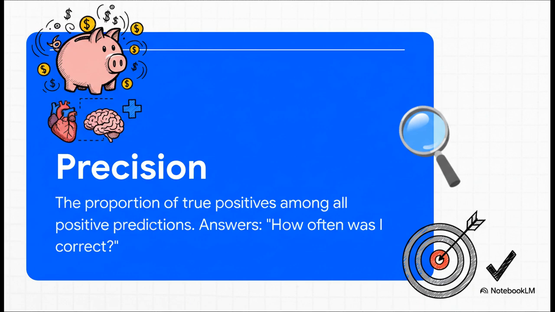Precision answers a very specific question. Of all the times the model cried wolf and said yes, how often was there actually a wolf? For our lazy disease model, the precision would be 0. It's super important in cases where being wrong about a yes is a big deal, like flagging a legitimate credit card purchase as fraud. It's all about the quality of your positive predictions.